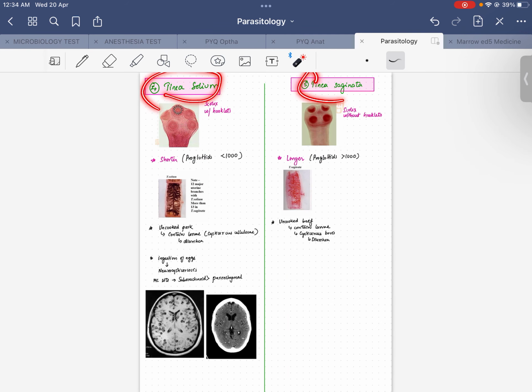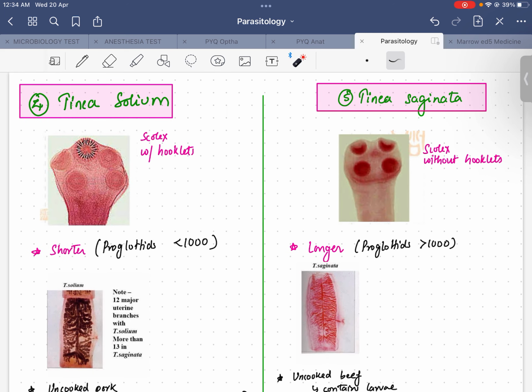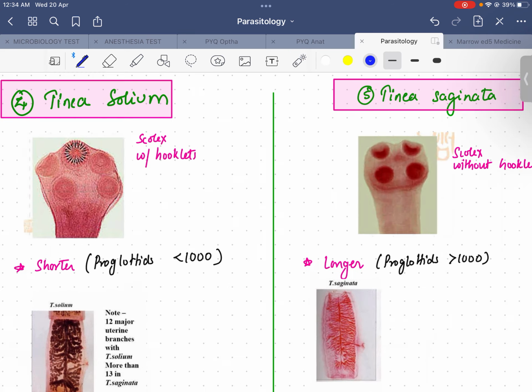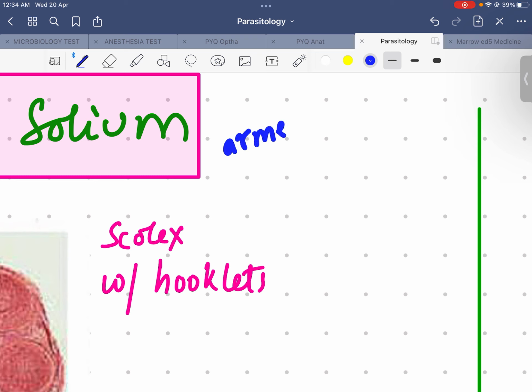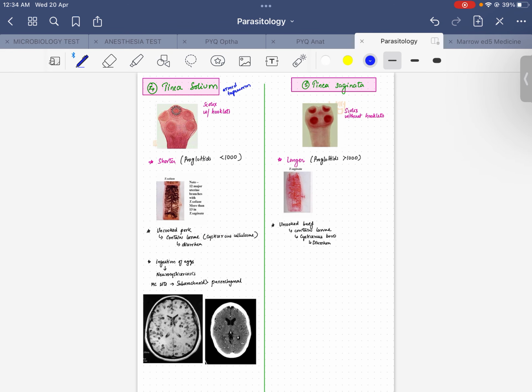Now Taenia solium versus saginata. How to identify? If you see the hook, this is the scolex. The head is called the scolex. If the scolex is without hooklets, that is saginata, but if it has hooklets, that's solium. How do I remember? Solium is called armed tapeworm. Why is it called armed? Because it has hooklets. So you can remember that soldiers, solium for soldiers. Soldiers have armor, right? So if you see these hooklets here, it looks like armor, so it is most likely solium.